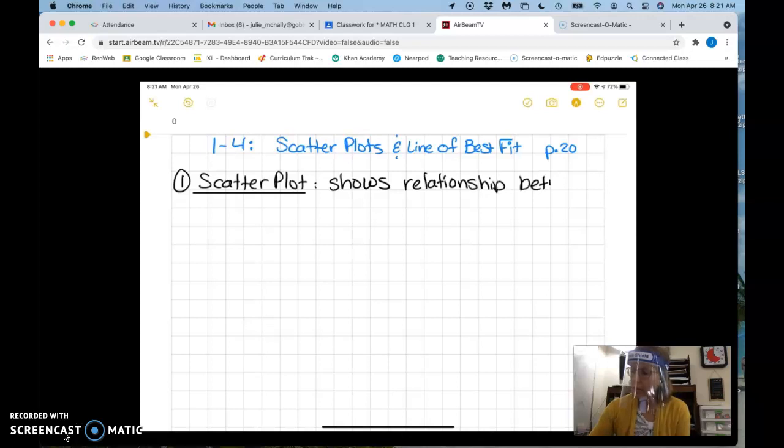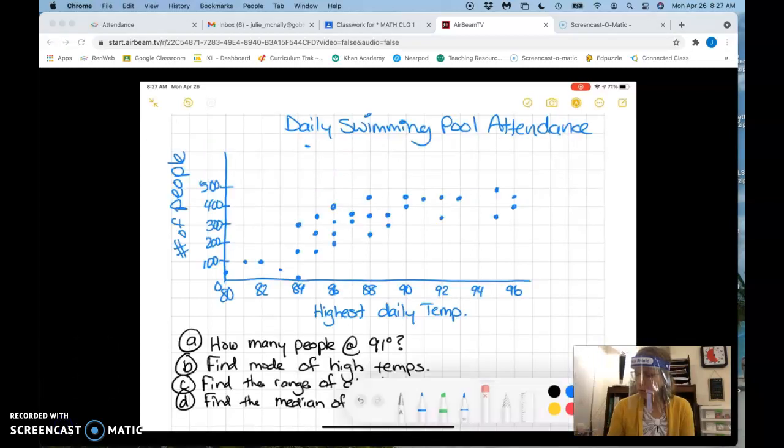So I'm going to make a scatter plot. You don't have to copy it down because it's a little intense, but you do have to make sure you understand how I'm using the information on the scatter plot to answer the questions. Okay, so this is our scatter plot.